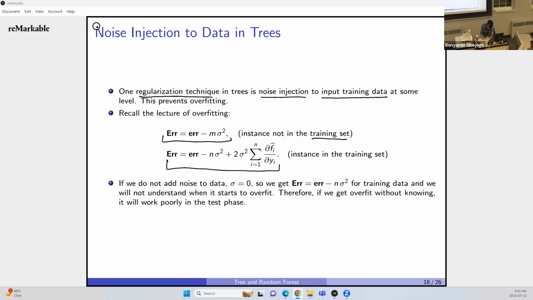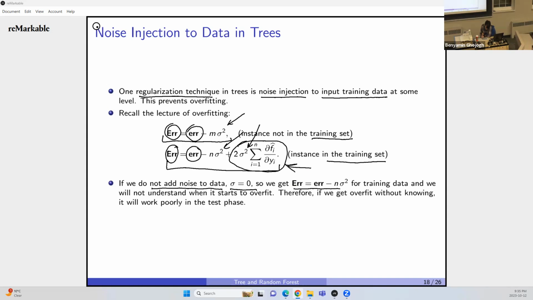When an instance is not in the training set, the error that we have is a good estimation of the actual error, the true error. When the instance is in the training set, I have the complexity term as well, right? And this is the actual error, and this is the empirical error. Now, if we do not add noise to data, let's talk about these sigmas. So what was sigma? Recall that lecture. Sigma squared was the variance of noise. So if we do not add noise to data, sigma is 0. So we get this.